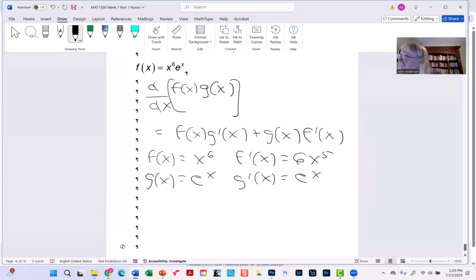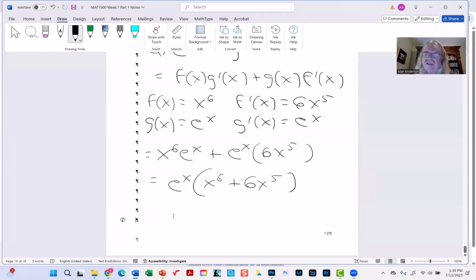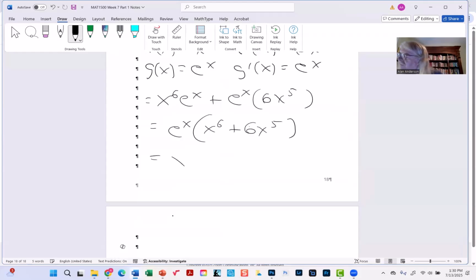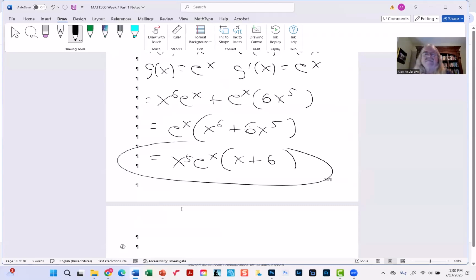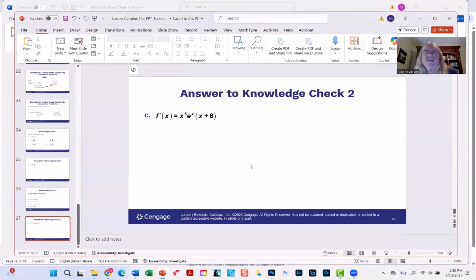So anyway, we end up with x to the 6th, e to the x, plus e to the x, 6x to the 5th. And they will probably expect us to factor out the e to the x. Oh, but they won't be satisfied with that. We're going to also factor out the x to the 5th. Yeah, and that's as simple as it's going to get. So that would be x to the 5th, e to the x plus 6. There it is, c. Perfect.